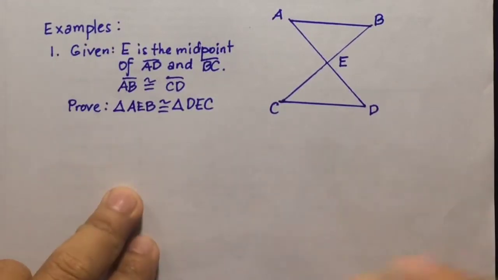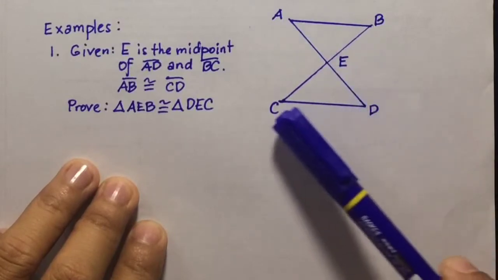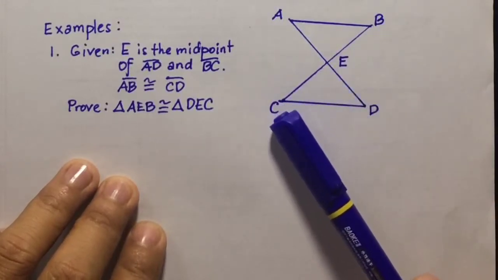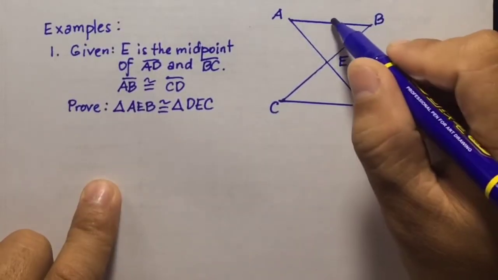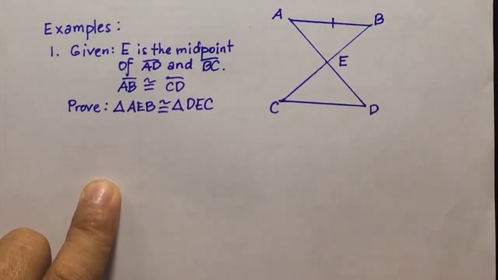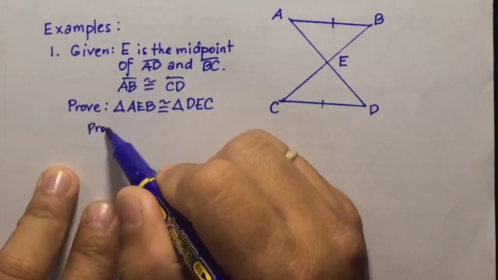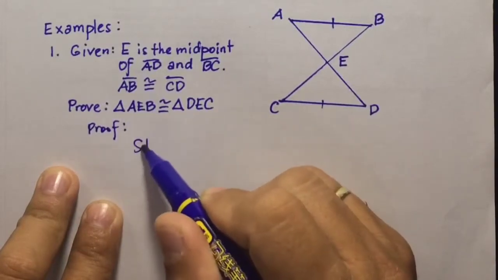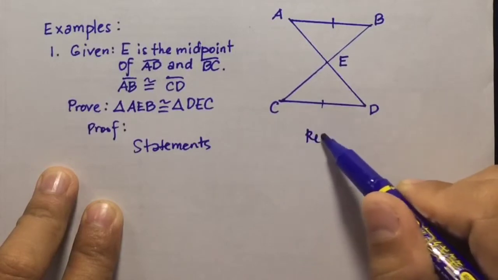Given that E is the midpoint of line segment AD and line segment BC, and it is also given that AB here is congruent to CD. So let's have the proof. Statements and reasons.